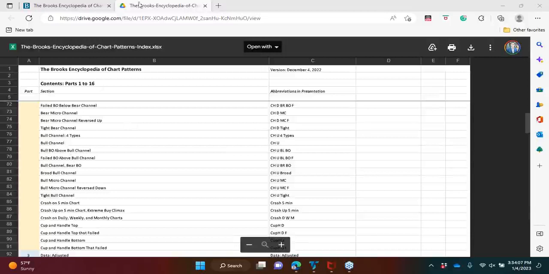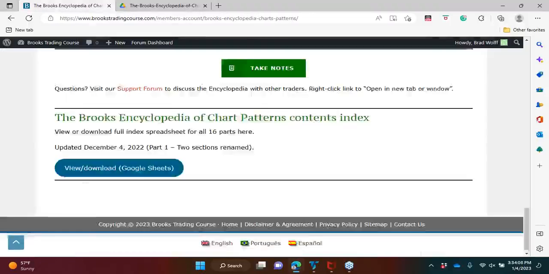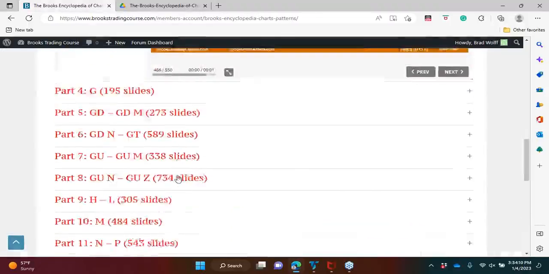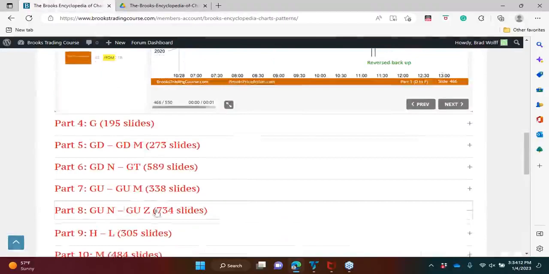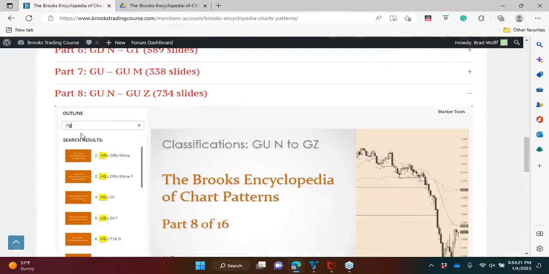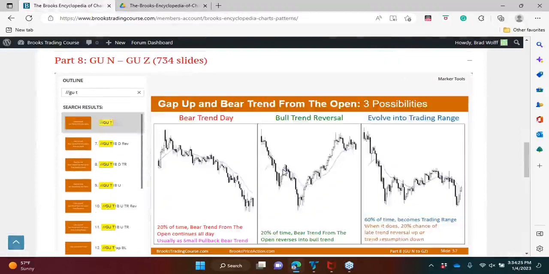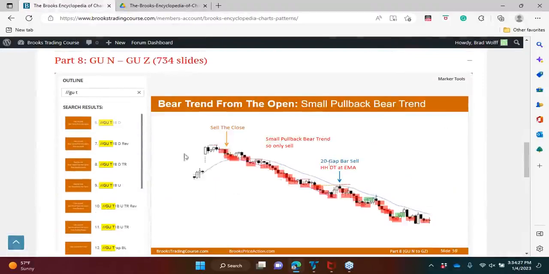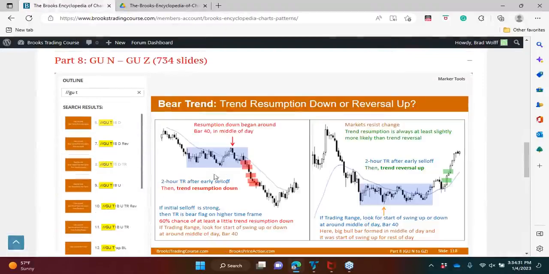So case in point, if there's a gap up day, one of the first things I'm going to gap up, and I want to see gap up T1B. So trend from the open down. And I want to be able to just find these, or gap up, trend from the open, trading range. So I try and look at it all the time.